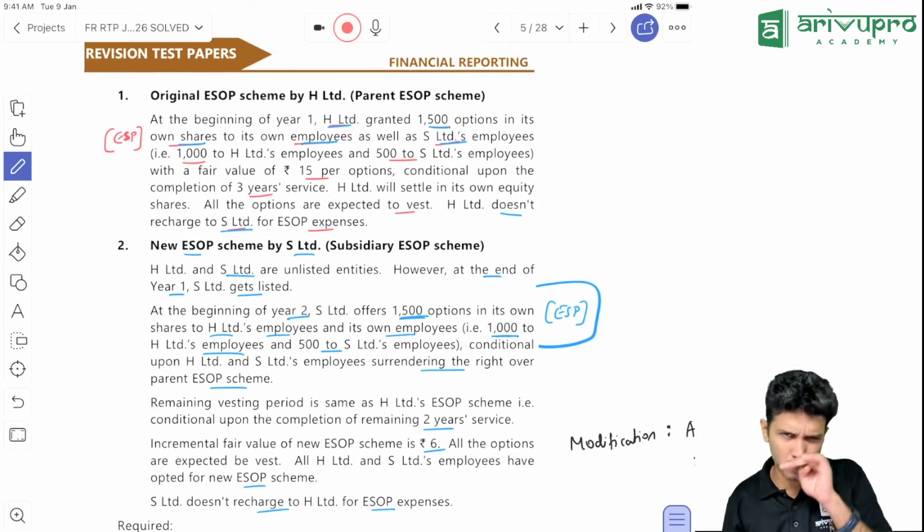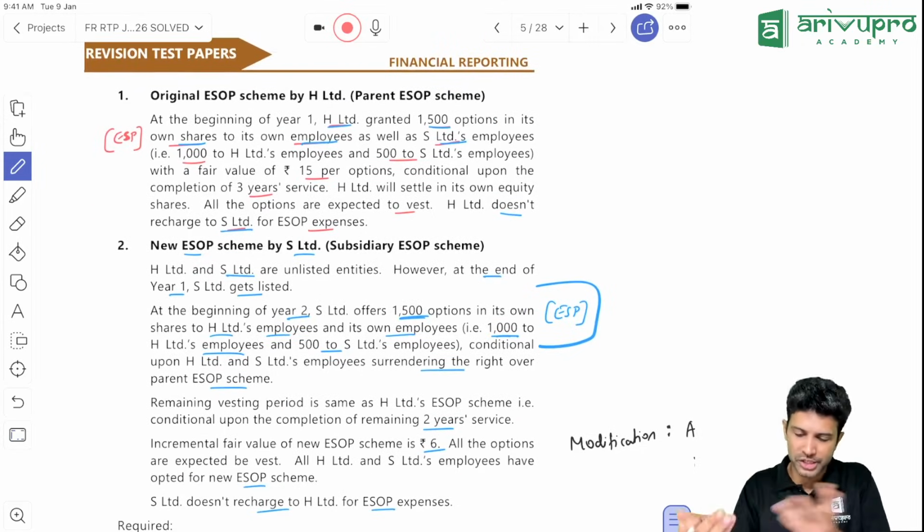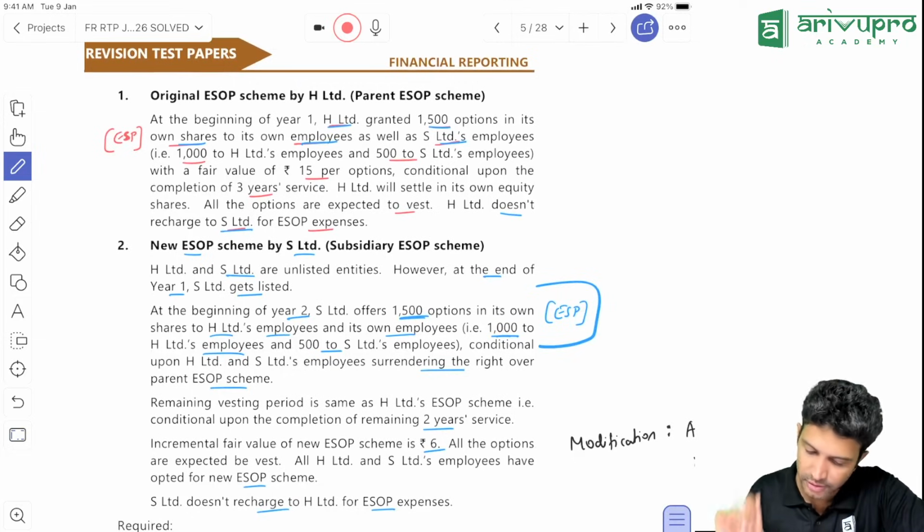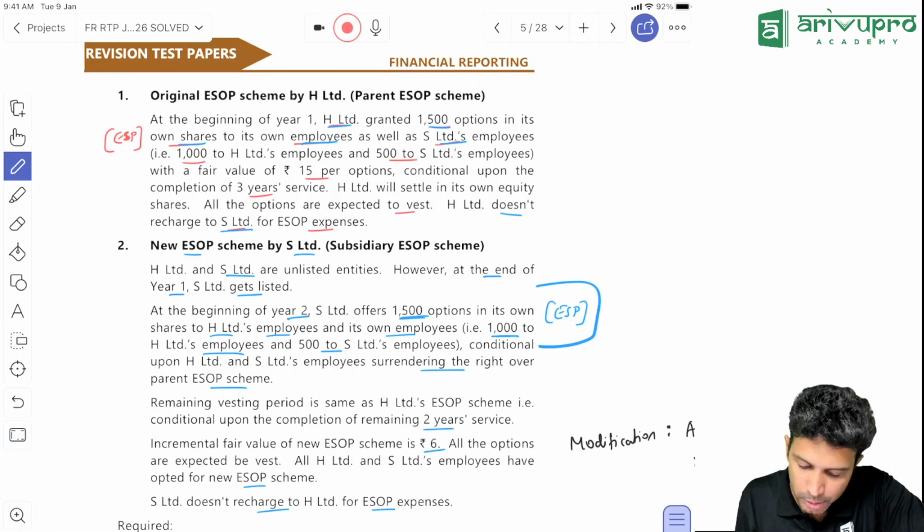Okay, it's a scheme. Who is going to issue the shares? That's been reversed. Fair enough. But there's a condition: the condition is that H's employees surrender their rights over the parent's ESOP scheme.